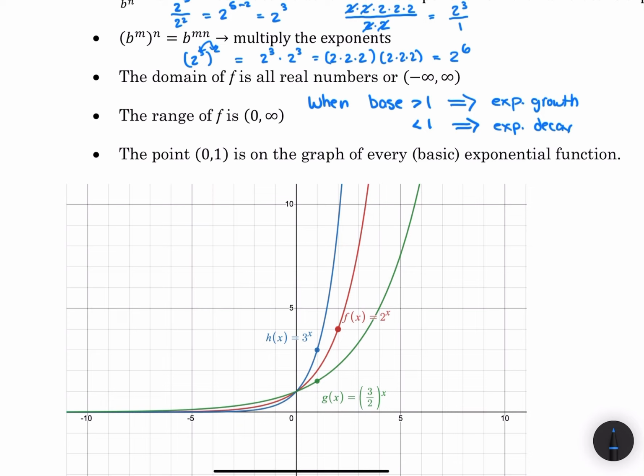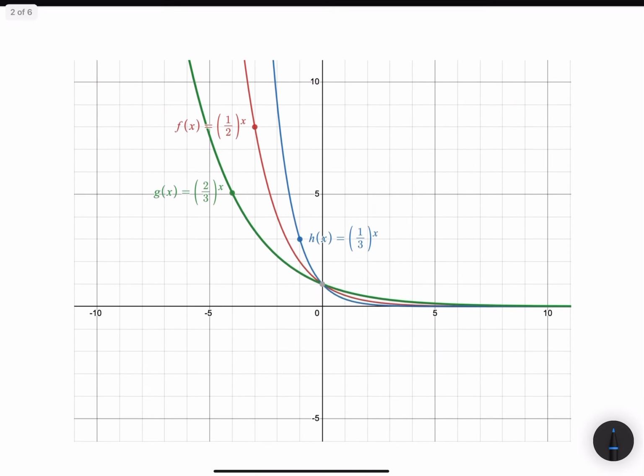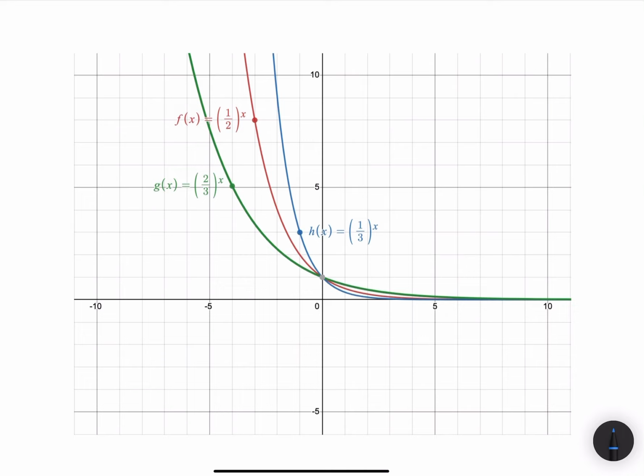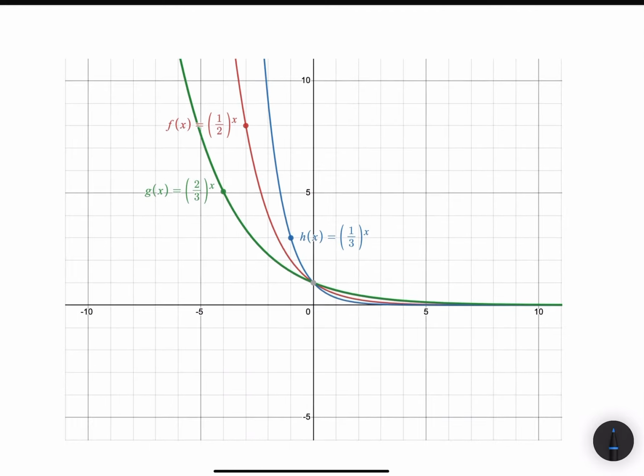The base has to be between 0 and 1, and we'll see that on this next graph down here. We have these bases 1/2, 2/3, and 1/3. All of those bases are between 0 and 1. And that's what we call an exponential decay function, because as the exponent gets larger, the output value is going to be smaller. Like say we're multiplying by 1/2 several times, then we get a greatly diminished value as x gets larger.